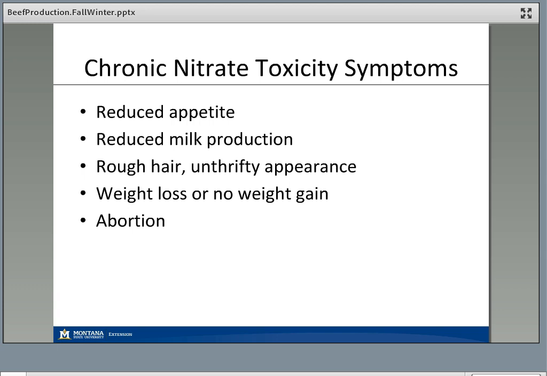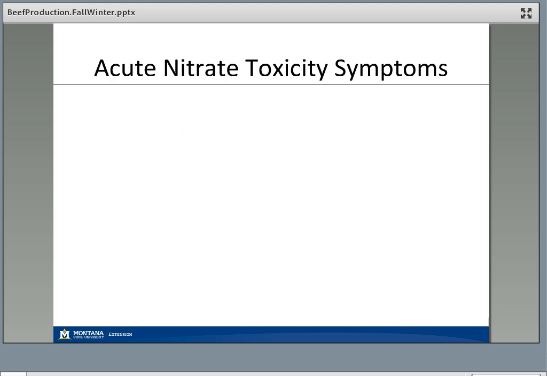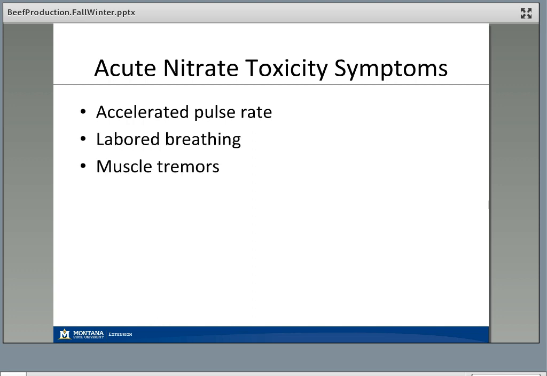So on the other hand, from an acute nitrate toxicity standpoint, say we have some really hot hay and we have a group of cows busted into the stack yard overnight and just pigged out, right? So we're probably going to find them keeled over the next day. Before you find those acute nitrate toxicity deaths, the cattle will have experienced an accelerated pulse rate and labored breathing, along with muscle tremors due to this oxygen deprivation issue, weakness and staggering gait, and then cyanosis.